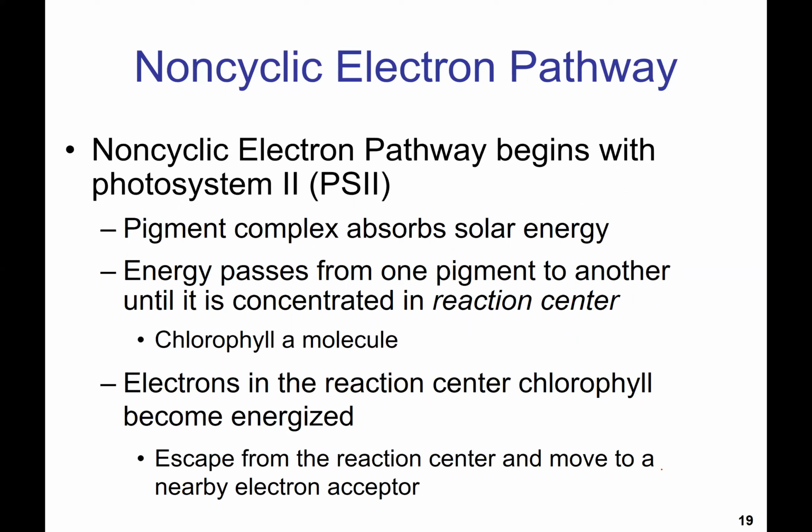The non-cyclic electron pathway begins with photosystem 2. The pigment is going to absorb solar energy. And much like with cell respiration, where you have the electron transport chain and the electron carriers pass that electron, that's kind of how these photosystems react too. Energy is going to pass from one pigment to another until it's concentrated in what is called the reaction center. The reaction center is a chlorophyll A molecule. Those electrons become energized, and once they become energized, they're able to move to another electron acceptor.